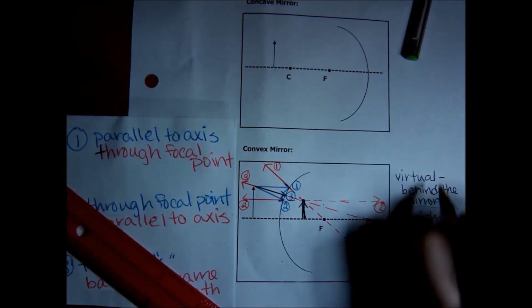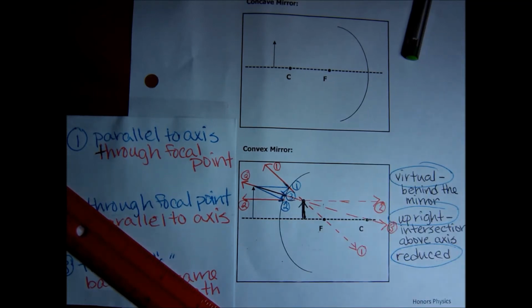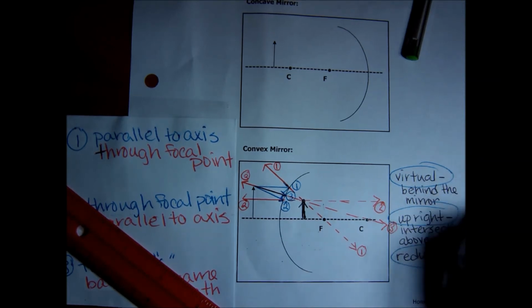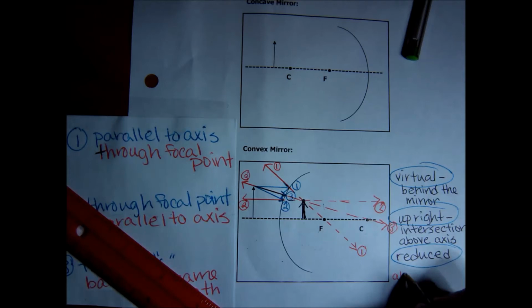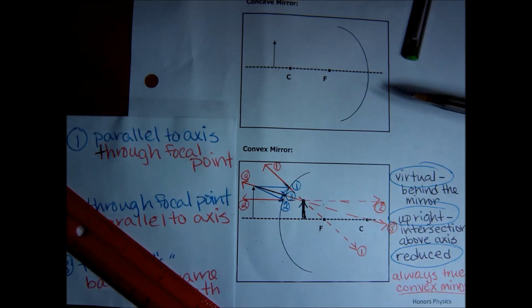So reduced, upright, virtual. Here's a cool thing about convex mirrors. These three words, virtual, upright, reduced, are always true for convex mirrors. Now you'll notice I didn't say anything like that when we solved the concave mirror, and that's because there are a lot of possibilities, 3 distinct possibilities for what you'll see in a concave mirror. But a convex mirror is simple. You're always going to get a virtual, upright, reduced image.